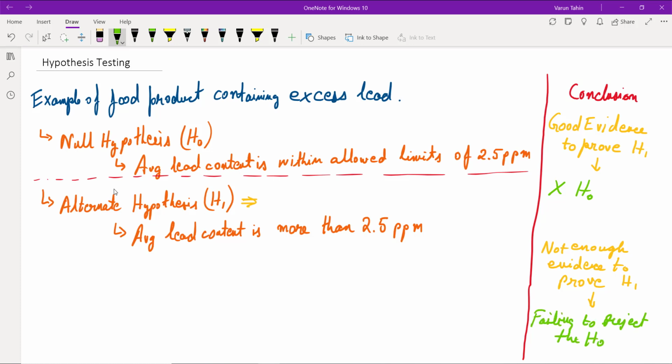In this case we always say we fail to reject the null hypothesis. Under no condition do we say that we accept the null hypothesis. So we will always try to prove H1 in terms of H0. If good evidence is found to prove the alternate hypothesis, we will reject the null hypothesis. If we do not have enough evidence to prove the alternate hypothesis, then we fail to reject the null hypothesis.